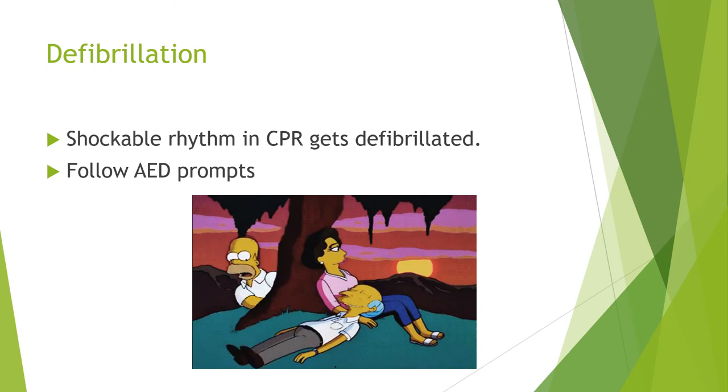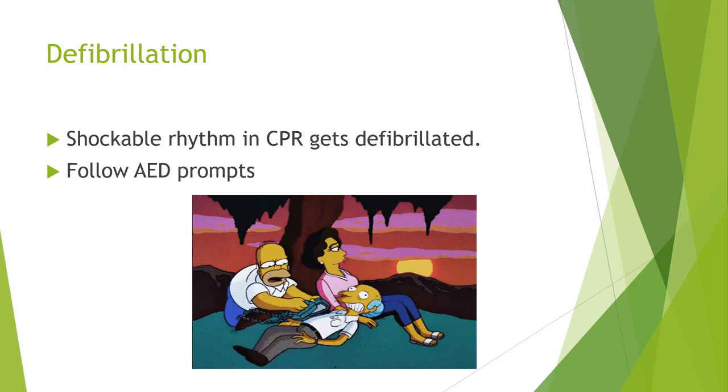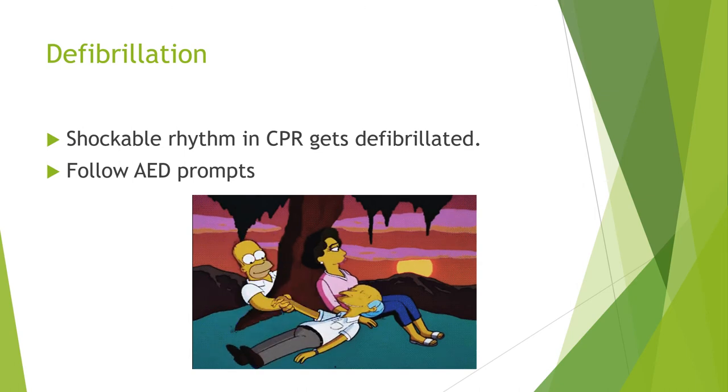If it has not been done already, activate the emergency response system and continue the BLS sequence. We need to establish an airway and provide oxygen if available. You're going to connect the patient to cardiac and blood pressure monitors when they're available. If the patient is in asystole or PEA on the monitor, they will not have a shockable rhythm.